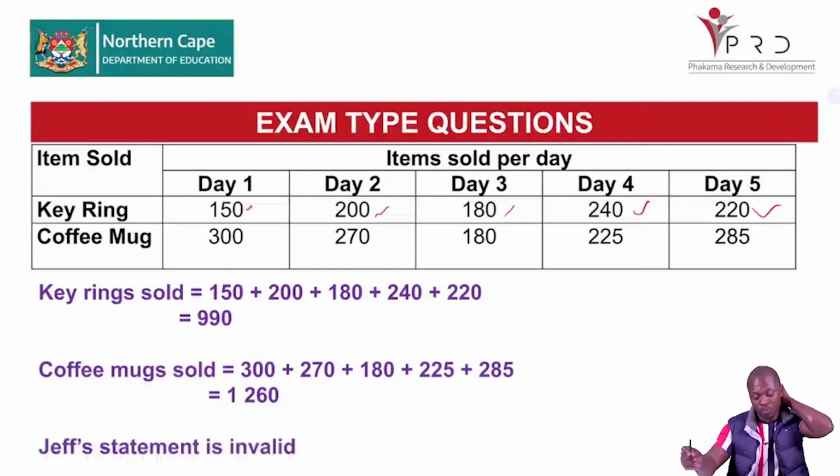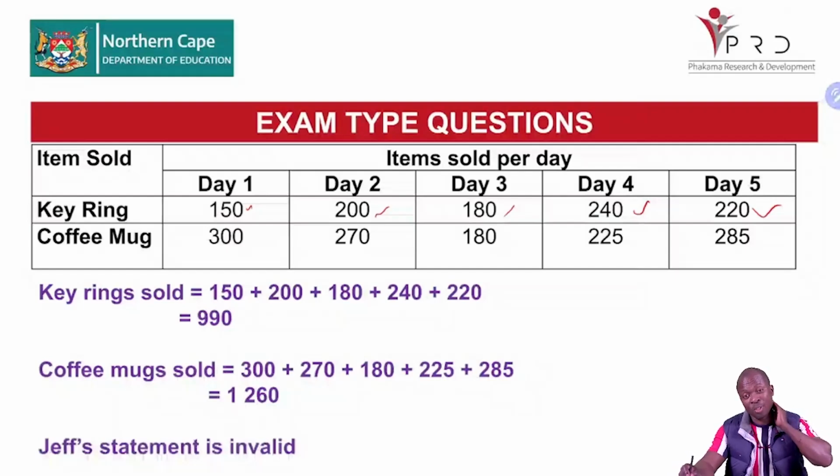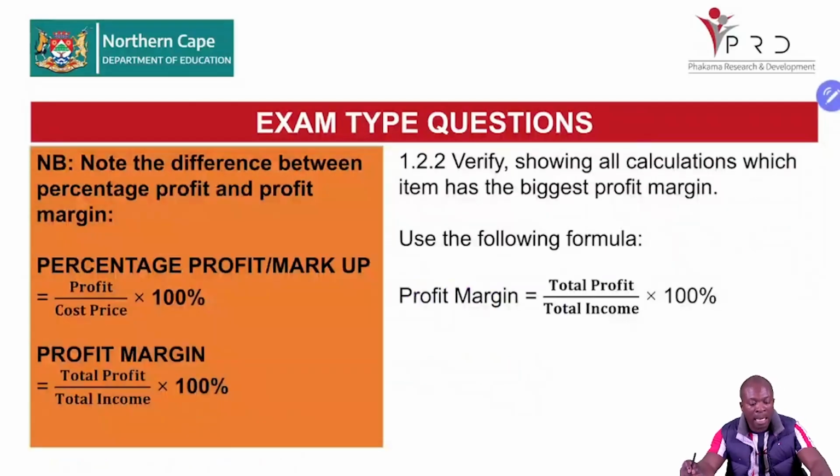Remember, there was a claim that they sold more key rings than the coffee mugs. Is it true? It's not true. So Jeff's statement is incorrect. It is invalid. It is not true because we actually sold more mugs.